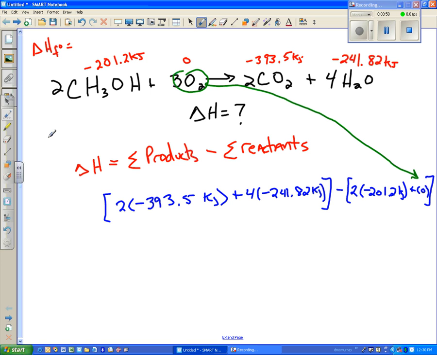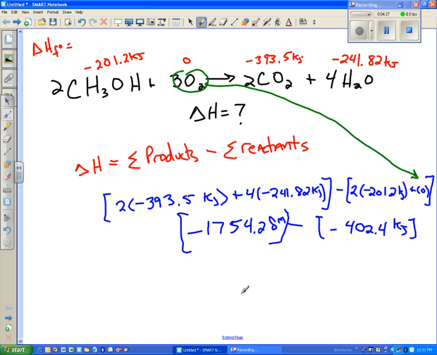Now we press some buttons on our calculator, and we solve for our answer. And so you'll end up with this term comes out to negative 1754.28, and then that's going to be minus an additional negative 402.4. And let's add a kilojoule to each of these. Why not? Kilojoule. That's a tiny unit, but that's okay. And we press a few more buttons and we get negative 1351.88 kilojoules total.